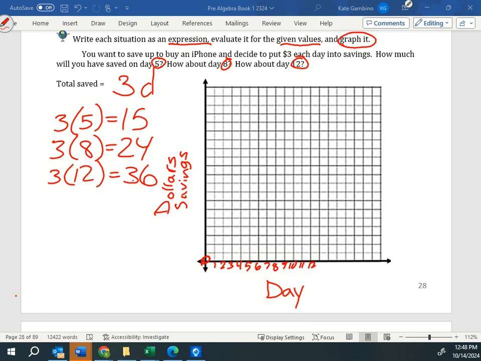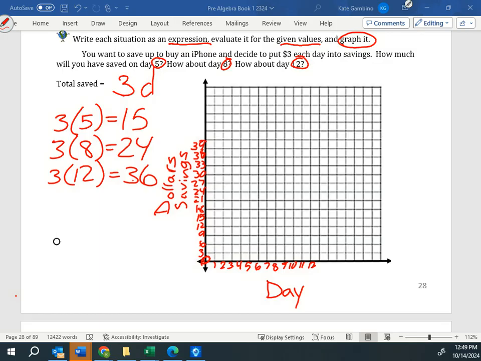What should I do? Skip count. I know that I'm multiplying by 3 every time. So what would be a good number to skip count by? 3s. So I've got my 0, 3, 6, 9, 12, 15, 18, 21, 24, 27, 30, 33, 36, 39, right? We're skip counting up by 3s. I don't need to go higher than that because I know 3 times 12 is 36.